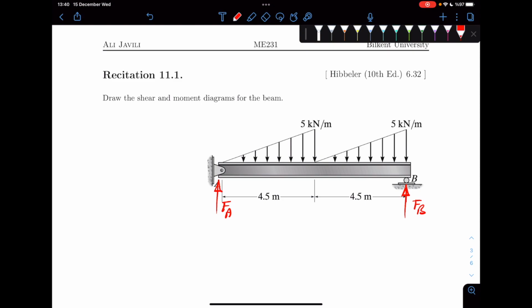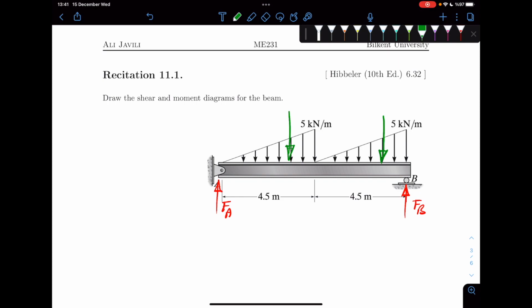And the next thing you need to do is to replace the distributed loads by singular loads. And you can do this as long as you want to compute the external reactions, okay? So when you need to draw the diagrams for shear and moment, this is obviously not the way to go. You need to look at the distribution. But for this step, because you just want to calculate FA and FB, you replace these by concentrated forces.